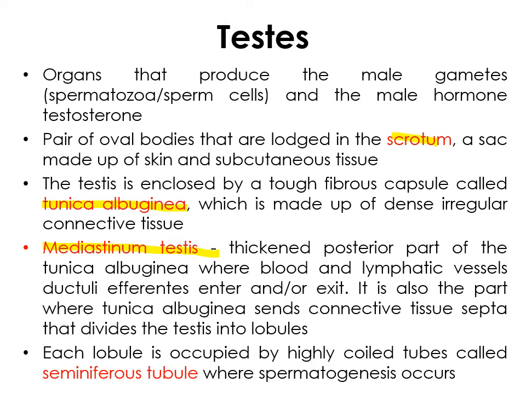Each lobule is occupied by highly coiled tubes. What do we call those coiled tubes? We have the seminiferous tubules, where spermatogenesis occurs.